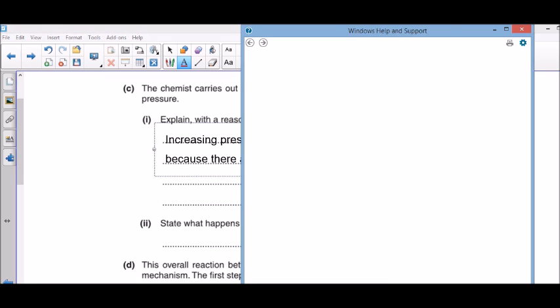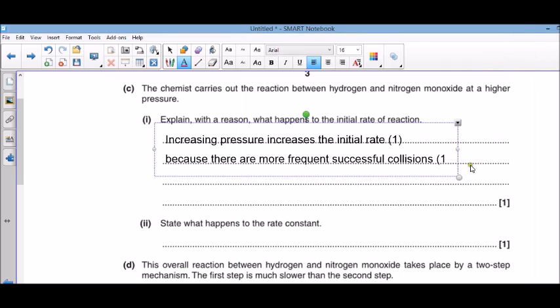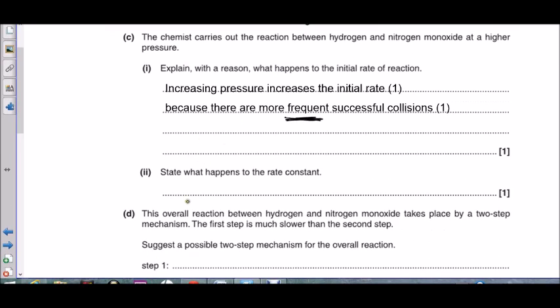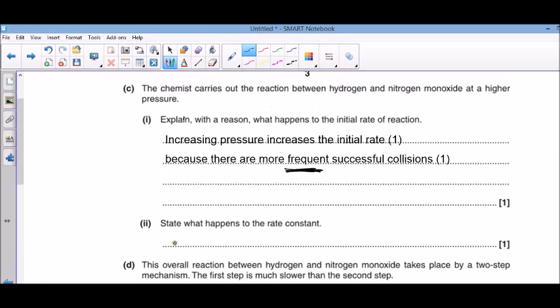If you were to look at the mark scheme on this, then you would see that you have to get the word frequent in there. So it's really important that you either say frequent or more collisions per second, because if you think about rate, it's the number of collisions in a given amount of time. So that's why we've got to use that word frequent. Coming down to the bottom, we've got what happens to the rate constant. You should all know that the rate constant is temperature dependent, so we say K is unchanged, because what we're changing is the pressure and not the temperature.